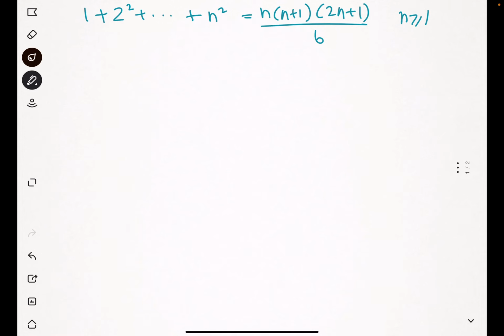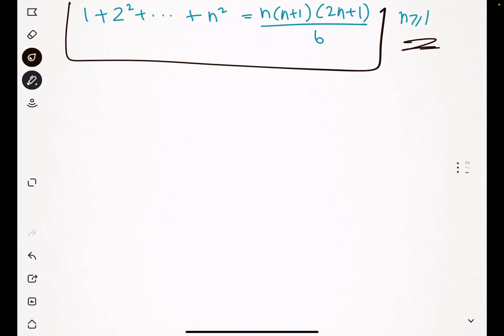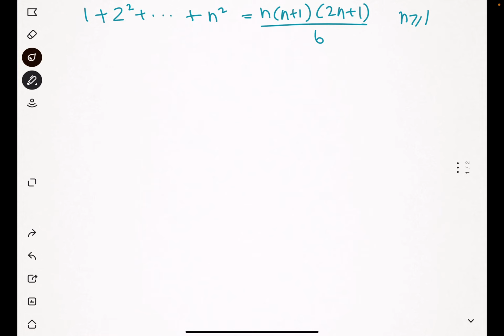So you want to prove that this is true for all these values of n. The idea is that you want this equality to be true for all the values of n. The way to prove it is to prove that it is true for the first value of n. That is what you did.